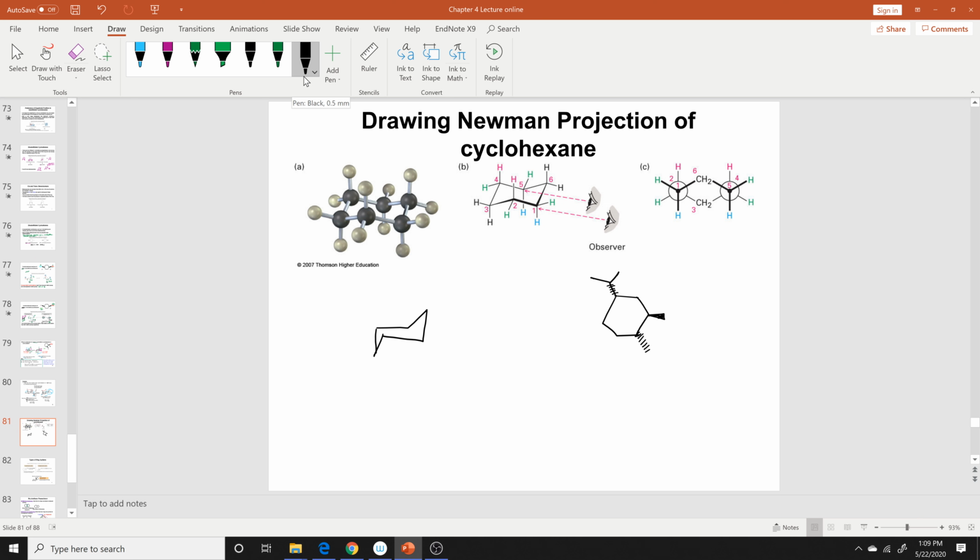Now I know that a Newman projection is between 2 carbons. And here I have 6 carbons, so I'm going to end up having 2 Newman projections that are separated by a CH2. The way that I'm going to view this, there are different ways I can look at it, but I'm just going to explain the easiest way.